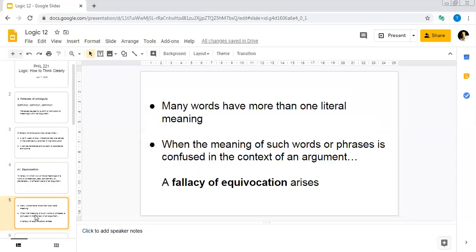Many words have more than one literal meaning. We all know that. Whether it's Urdu, Punjabi, or any language that we speak or know of, we can think of words which have different meanings, right? So if the different meanings of the same word are used within an argument, we can say that a fallacy of ambiguity has been caused.